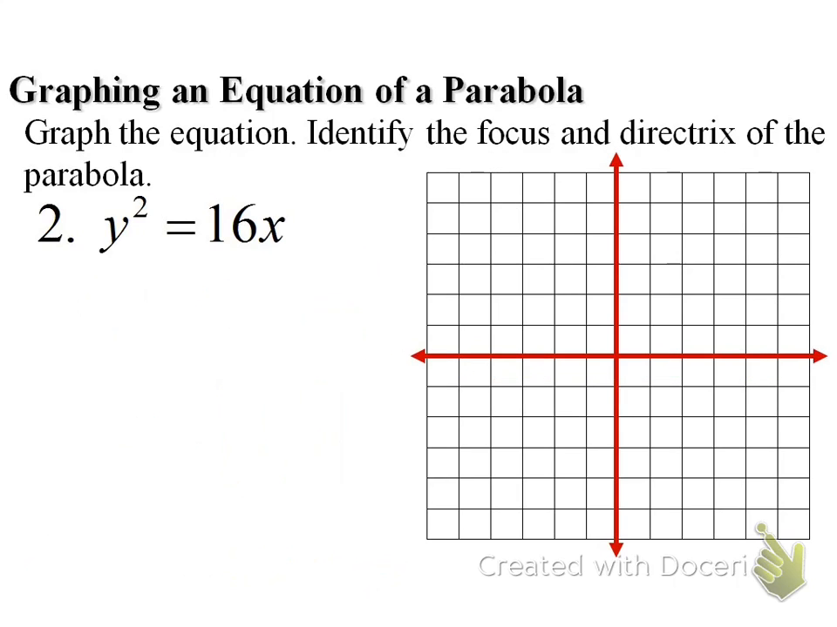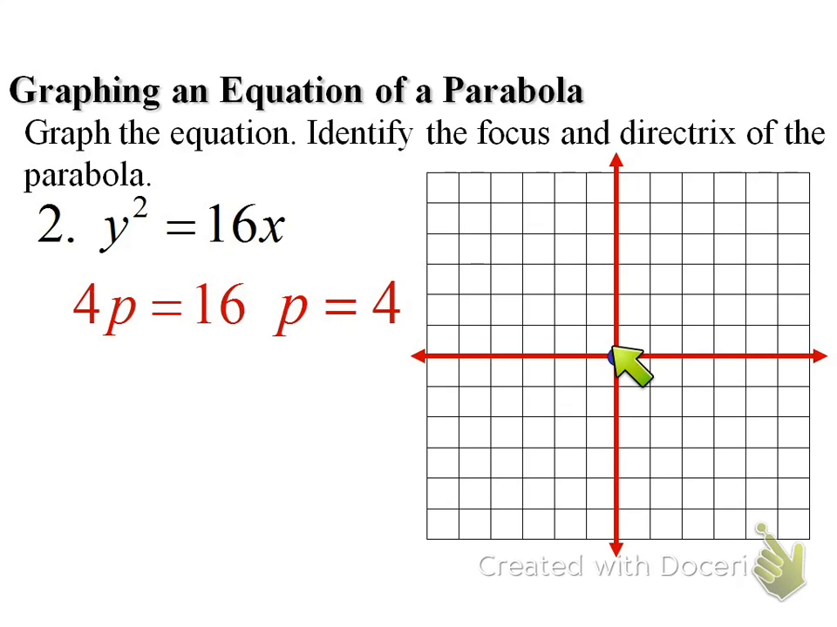All right, here is number 2. Which way will this open as you're writing it? What are you thinking? To the right. Good. I know it's to the right because the squared term is my y, so it's either left or right, and I don't see any negative signs, so p is going to be positive. All right, so I know that the 4p is equal to 16, so I can use that information to find my p. P here is 4.